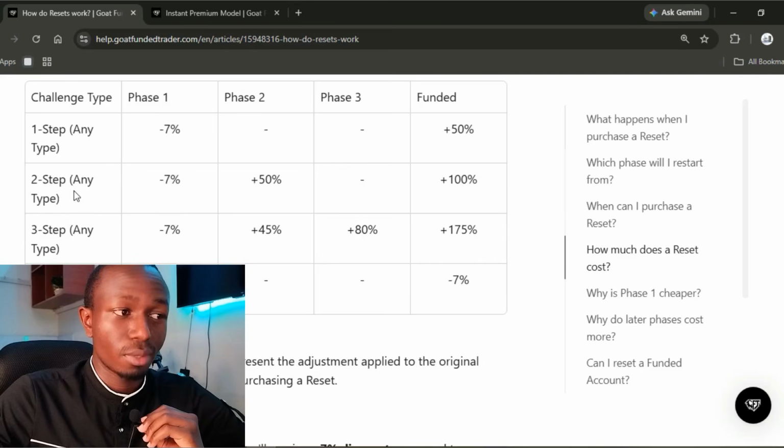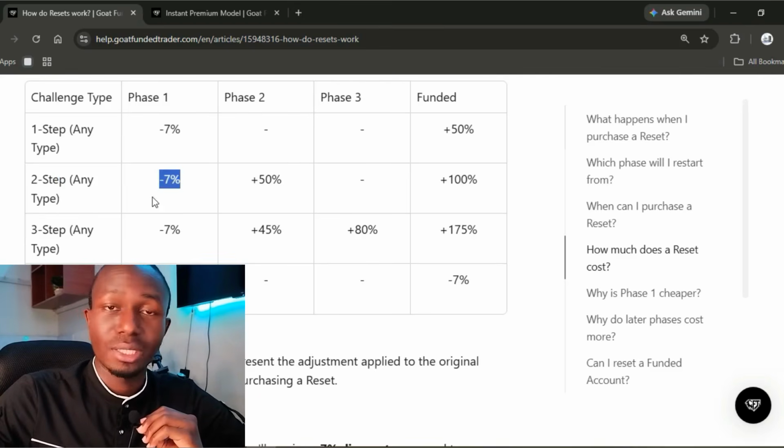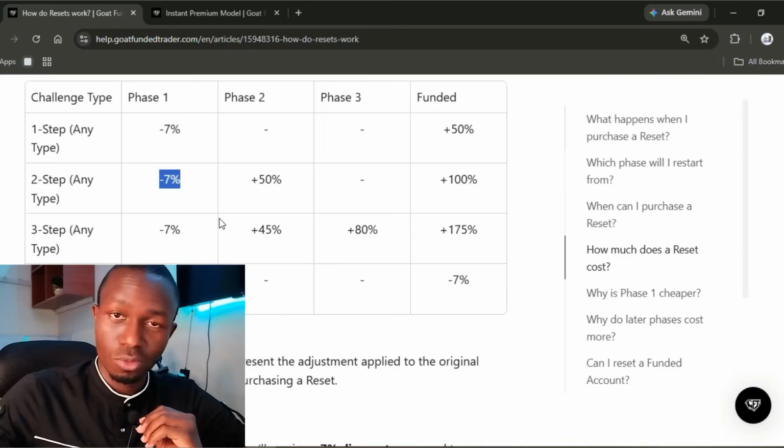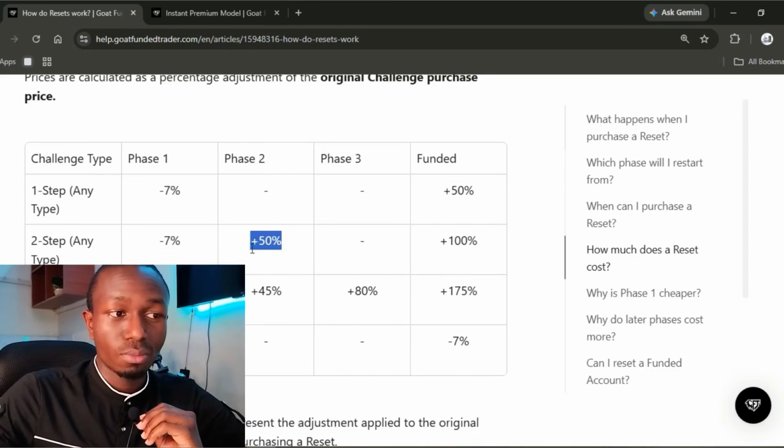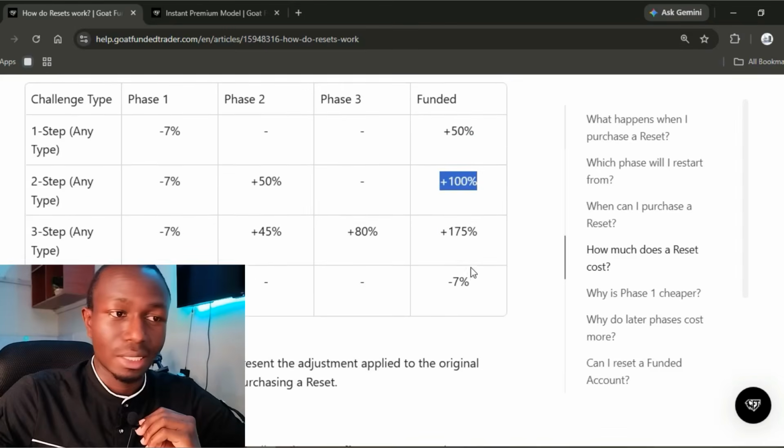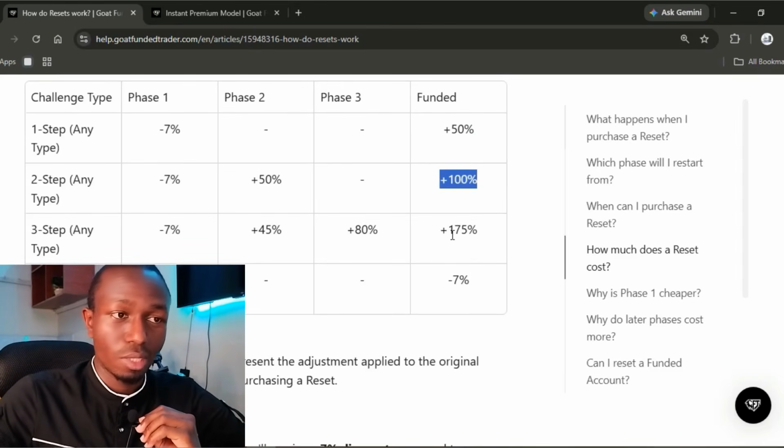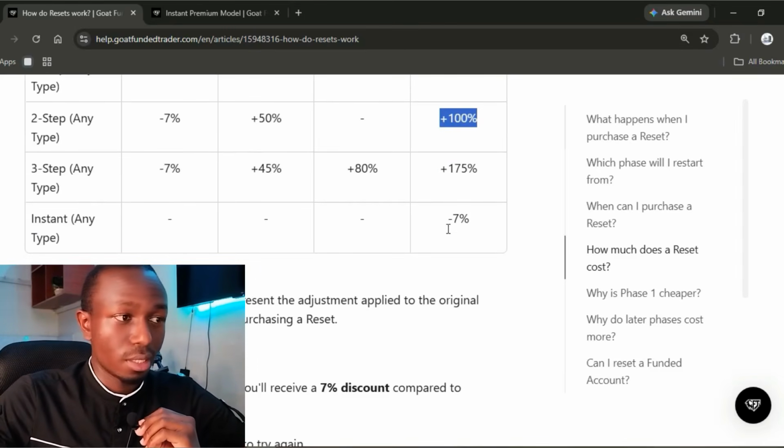If it's a two-step, any type, the Gold, Pro, whatever, you will get a 7% discount if you fail phase 1 and you want to reset. On phase 2, you will pay an extra 50%. The funded challenge, you will pay 100% extra for you to keep the account to remain funded.